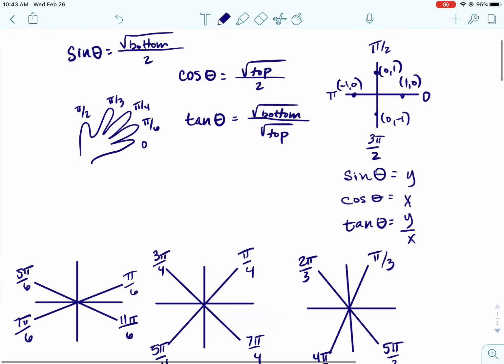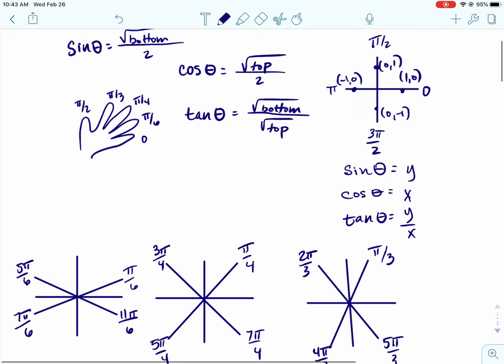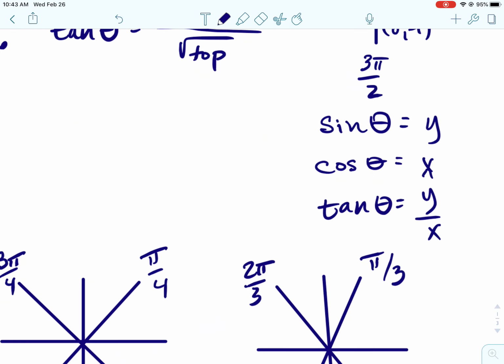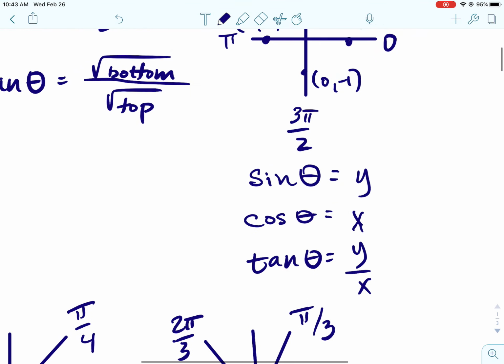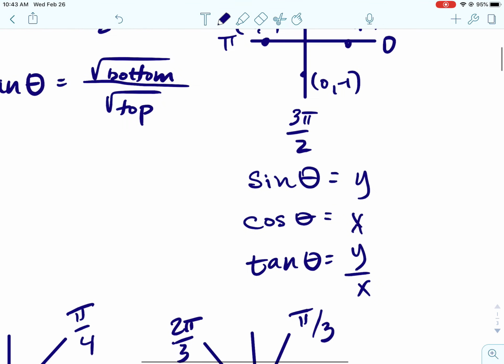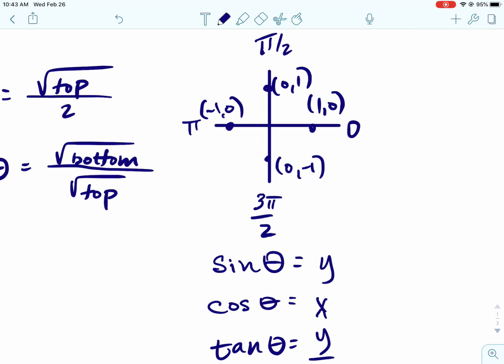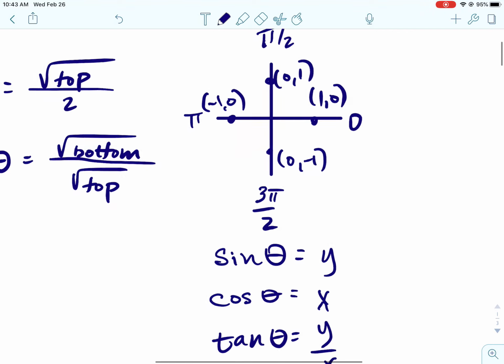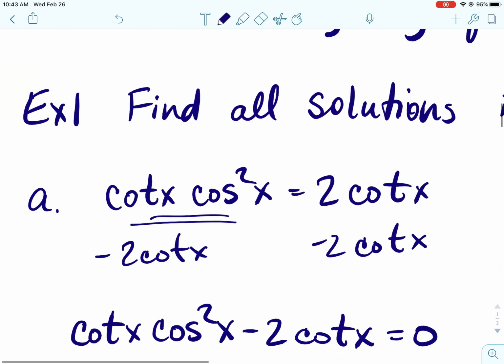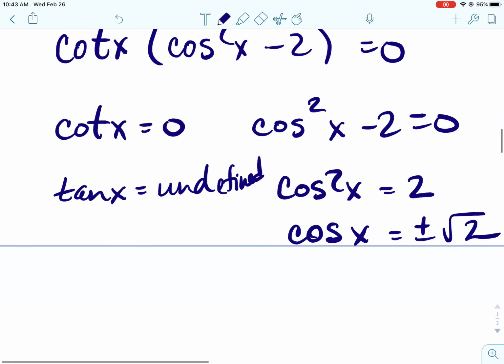And for tangent to be undefined, the x-coordinate would need to be 0, because we would be dividing by 0. So where is tangent undefined? Which angles? There you go. Pi over 2 and 3 pi over 2. So from that equation, we're going to get x is pi over 2 and 3 pi over 2. That's where tangent of x is undefined.